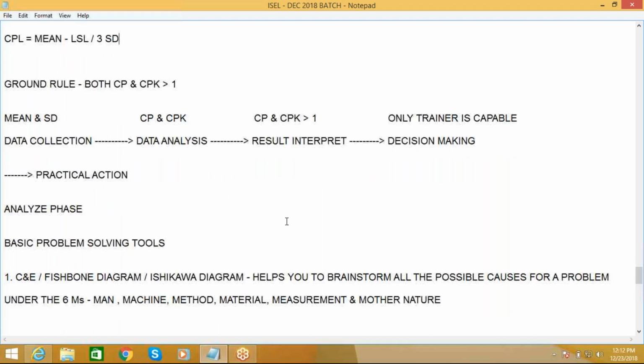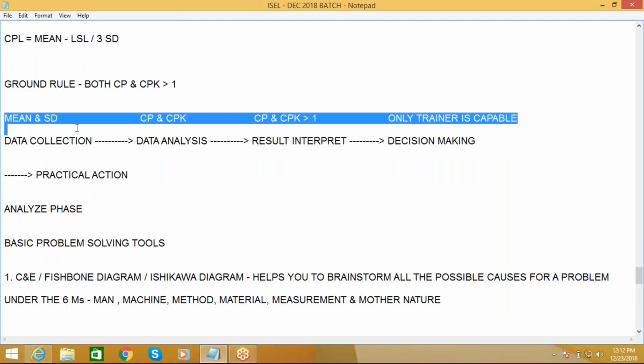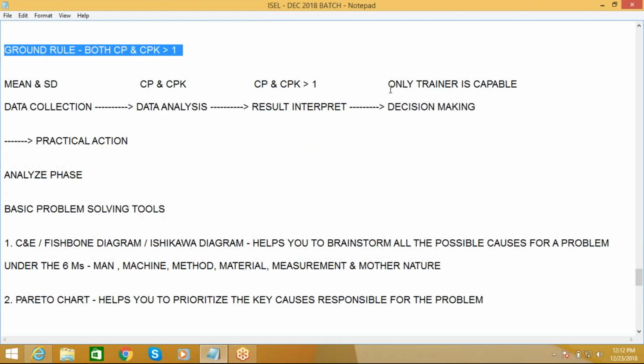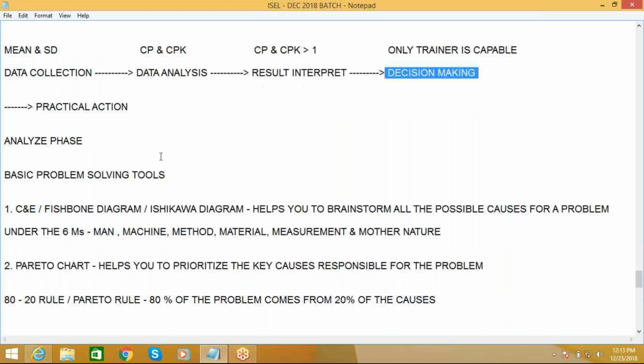Coming to the trainer example, we had the mean and standard deviation given to us for all the 3 trainers, and then we calculated the CP and the CPK. Coming to the result interpretation, I told you all that the ground rule is that both CP and CPK should be greater than 1, right? Only then can we call the process potentially capable as well as actually capable. In the example last week, only trainer 1 was capable, so we had to take a practical action on trainer 2 and trainer 3.